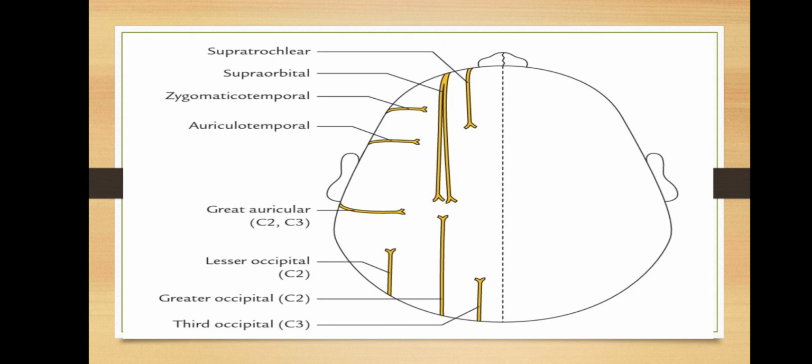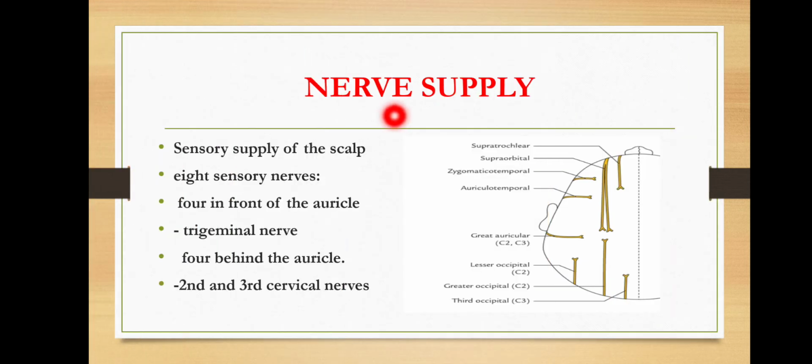Hope you understand. So the nerve supply of the scalp, in which we are dealing with sensory nerve supply of the scalp, there are 8 sensory nerves. So these are the 8 sensory nerves, 4 in front of the auricle. These 4 nerves are located in front of the auricle. They are derived from the trigeminal nerve, and the 4 behind the auricle. They are derived from the second and third cervical nerves.